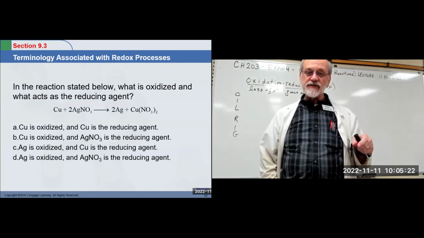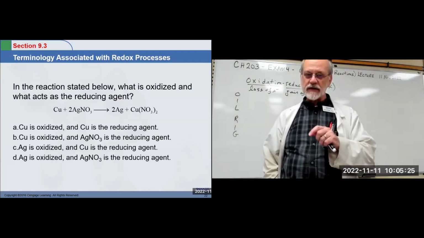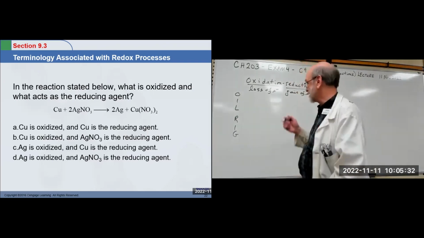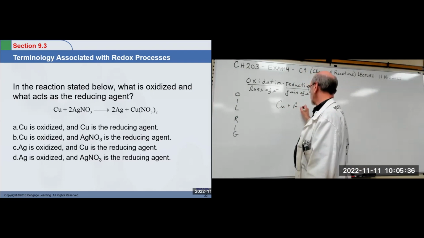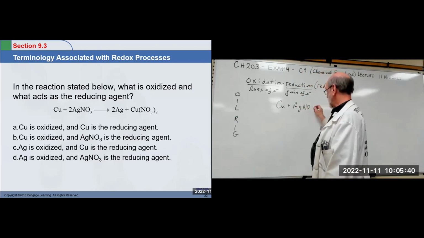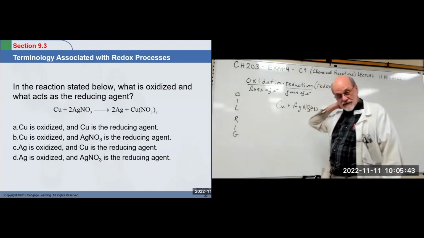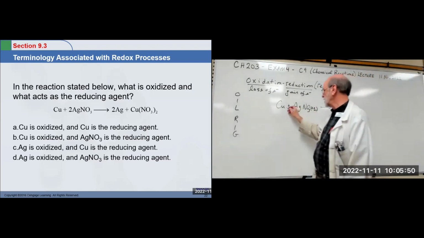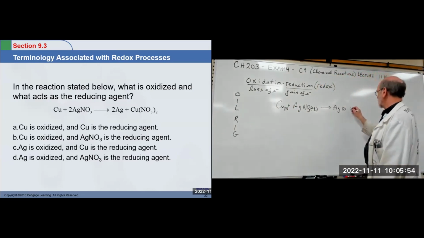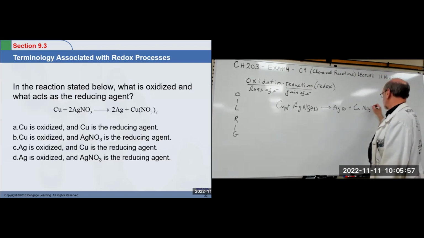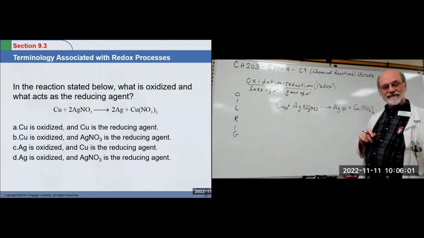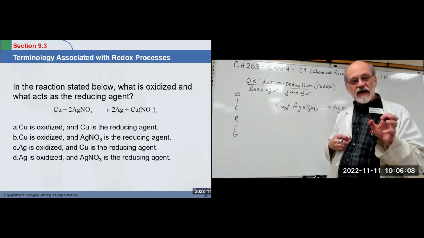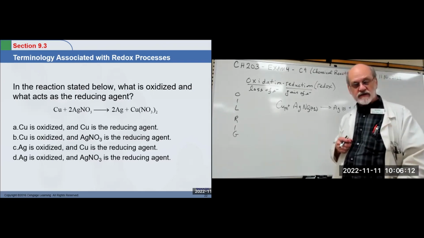Okay, in this reaction, copper plus silver nitrate yields silver plus copper 2 nitrate. What's oxidized and what acts as the reducing agent? Okay, so if we have copper plus silver nitrate in solution, like that, and then it produces silver solid plus copper 2 nitrate. Then we want to know which species is being oxidized, which means which one is the reducing agent.